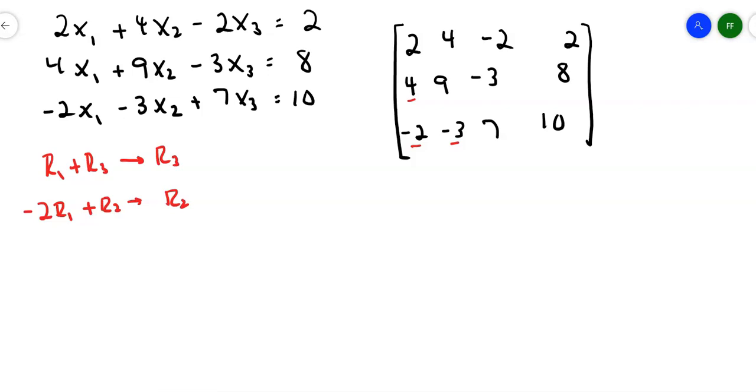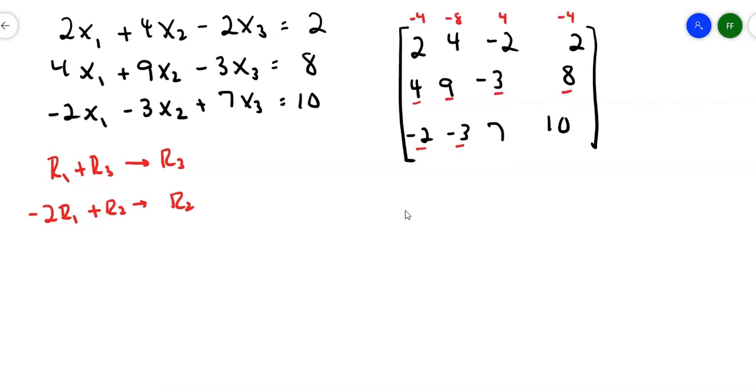So I'm trying to add multiples of one row to another to get rid of certain values. So when we add these rows to each other, let's see what we get. The first row remains the same, right? That doesn't change. So I still have 2, 4, negative 2, 2. And then the second thing doesn't change either, right?